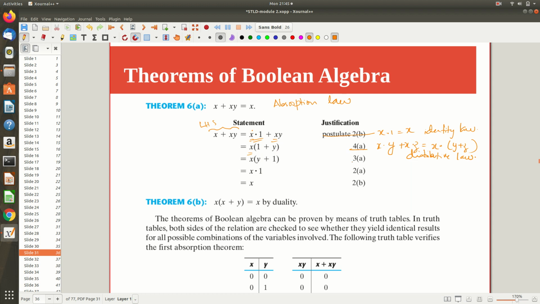Now what is this 1 plus y? Tell me. Till this is clear, right? Now what is 1 plus y? We studied it right now. It is something like 1 plus y or y plus 1, whatever it is. The entire expression is dominated by 1, right? So that is by dominance law. Dominance law. I think I am making it a little bit complex.